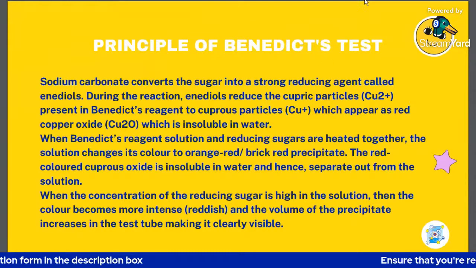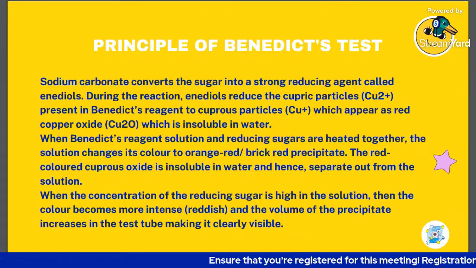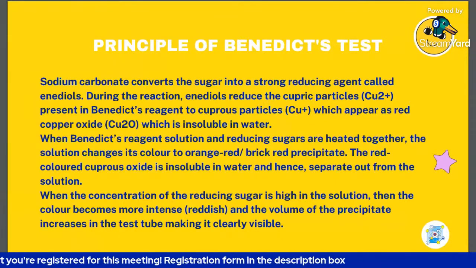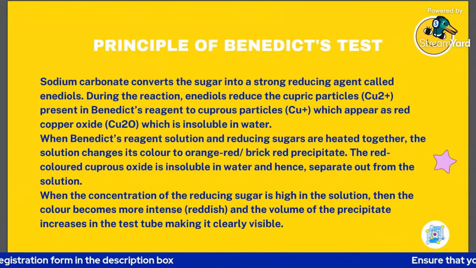So when your concentration of sugar is high, you find that you get a more intense color versus when it is low. So the higher the concentration of sugar you have, the higher the intensity and the volume of precipitate that you see.